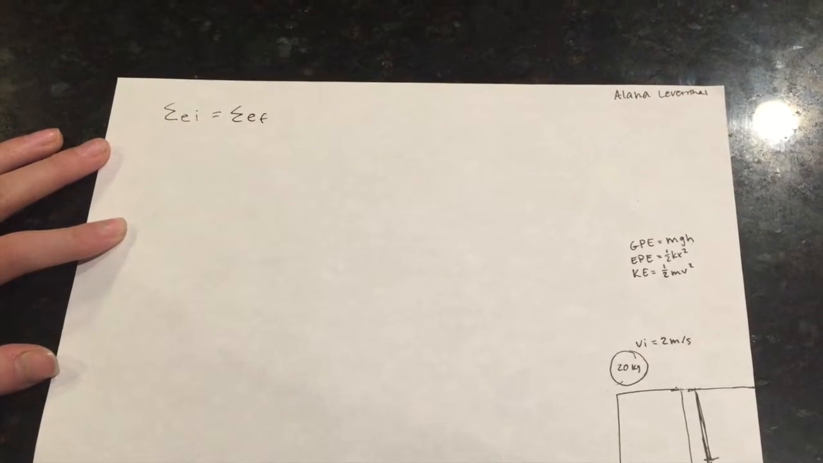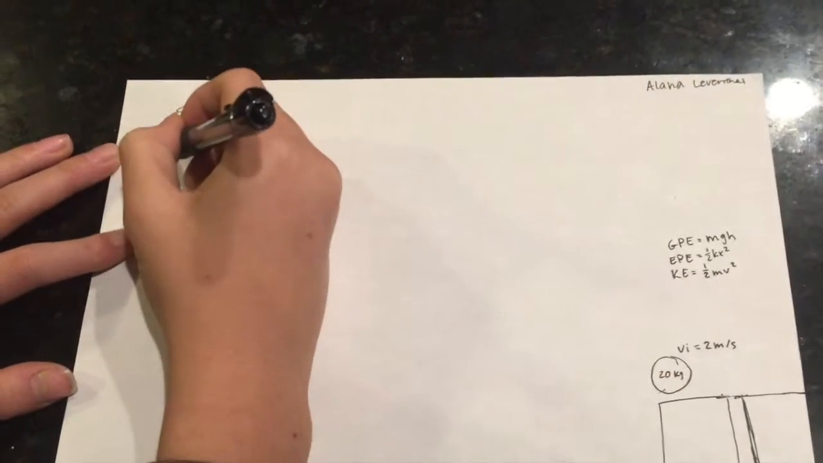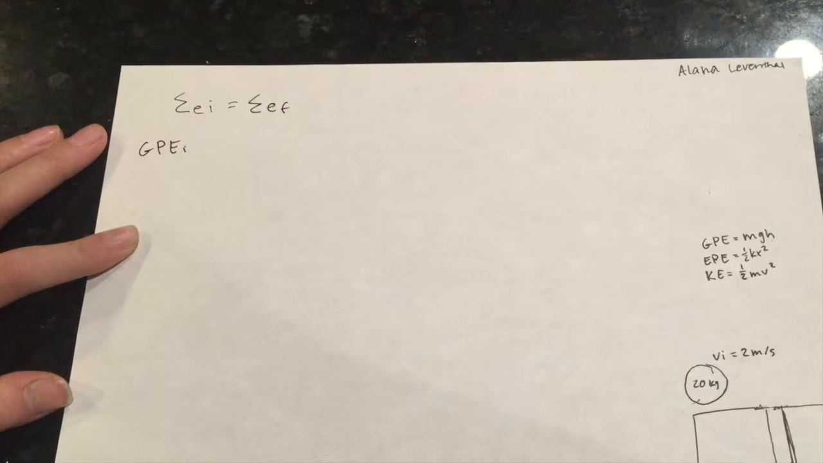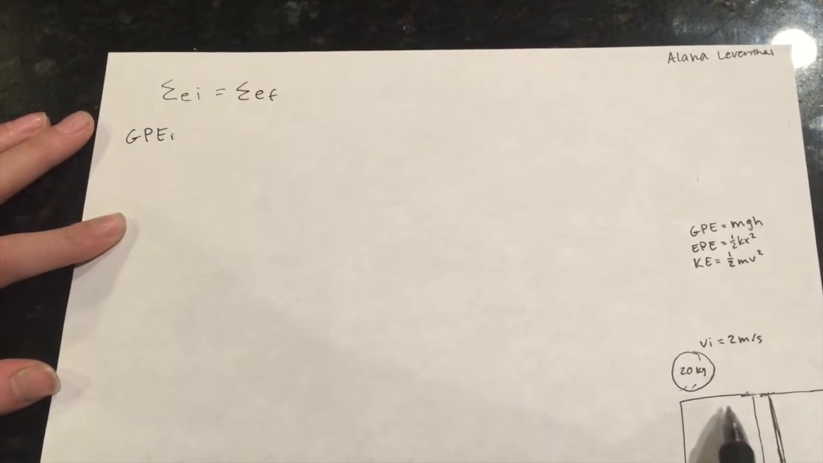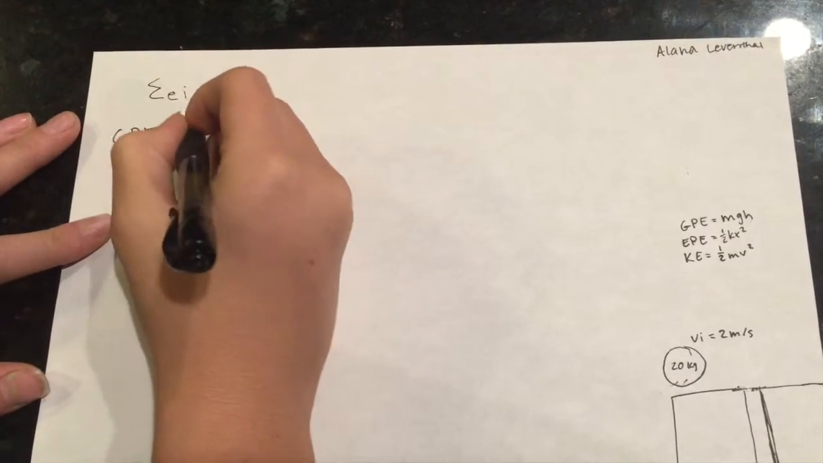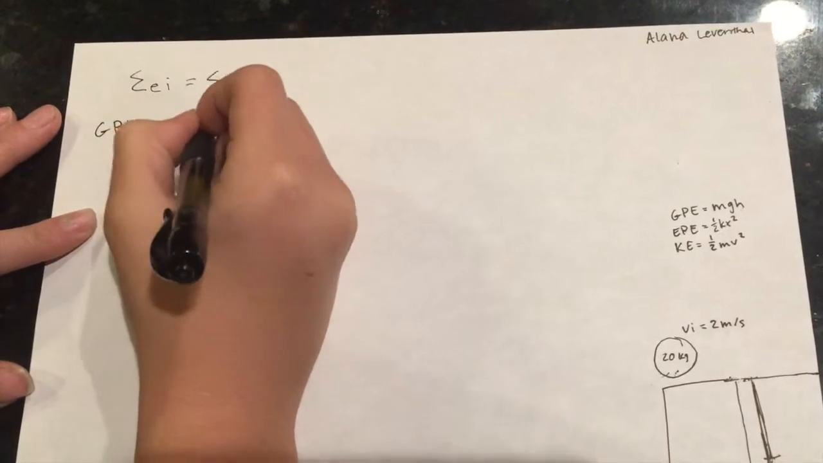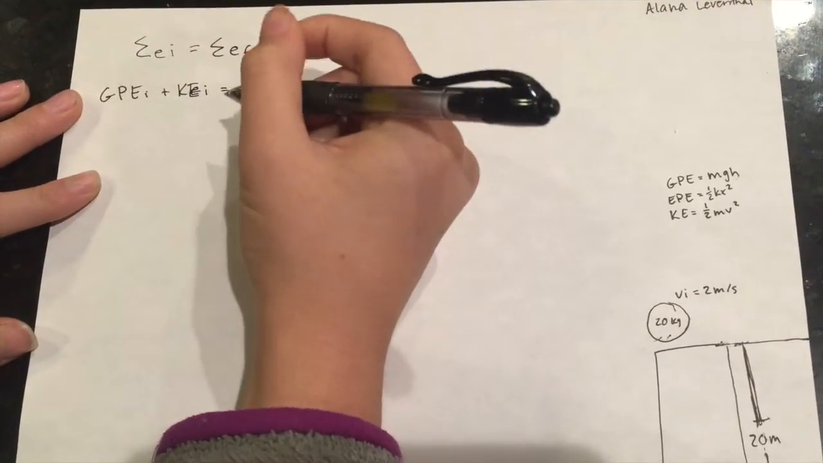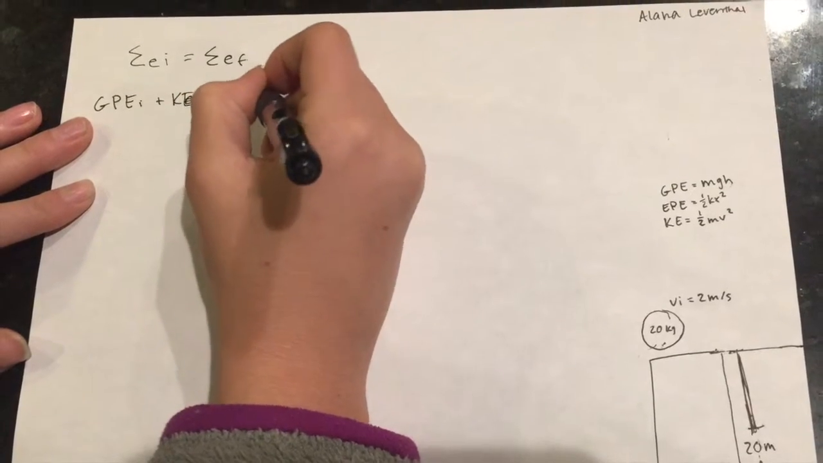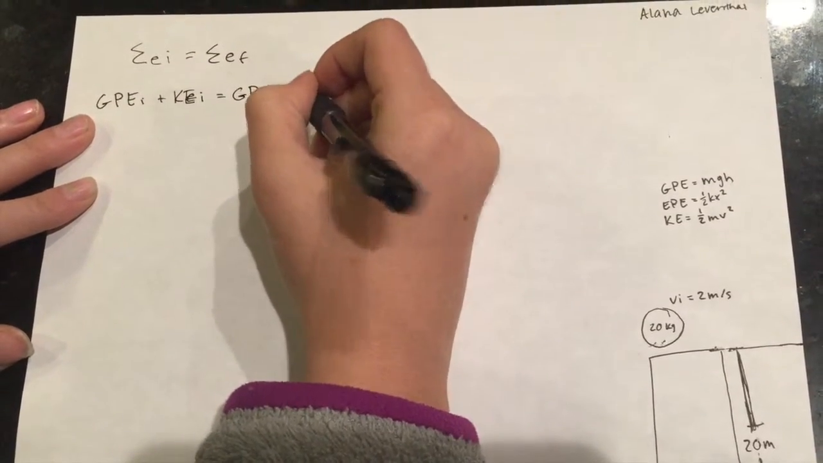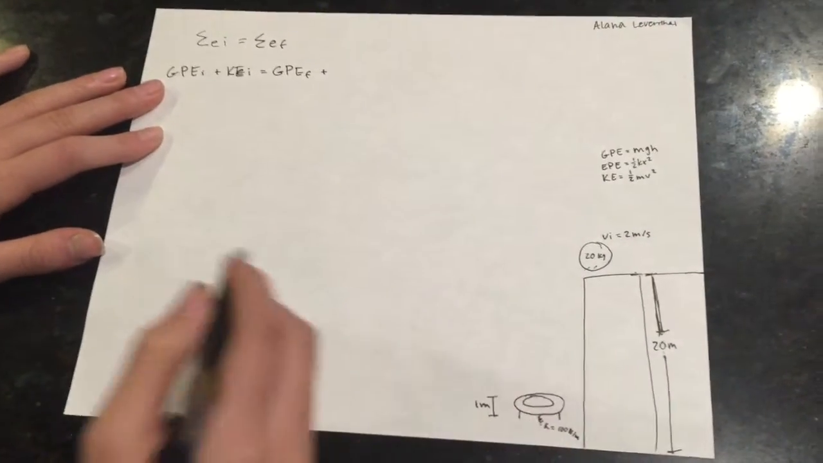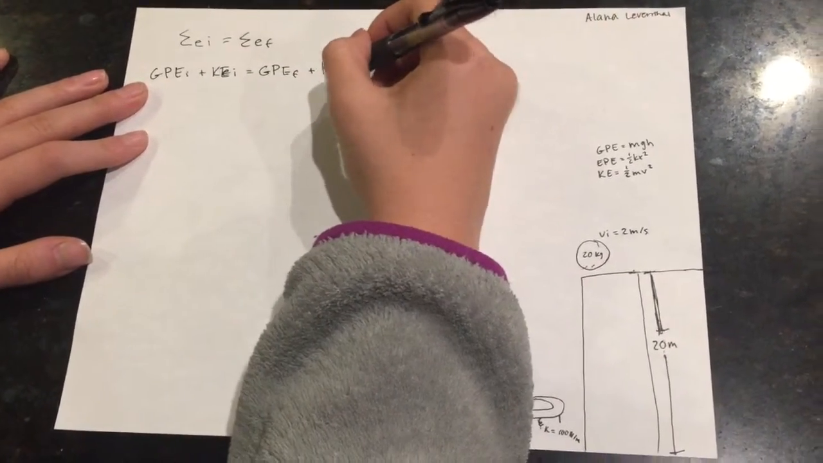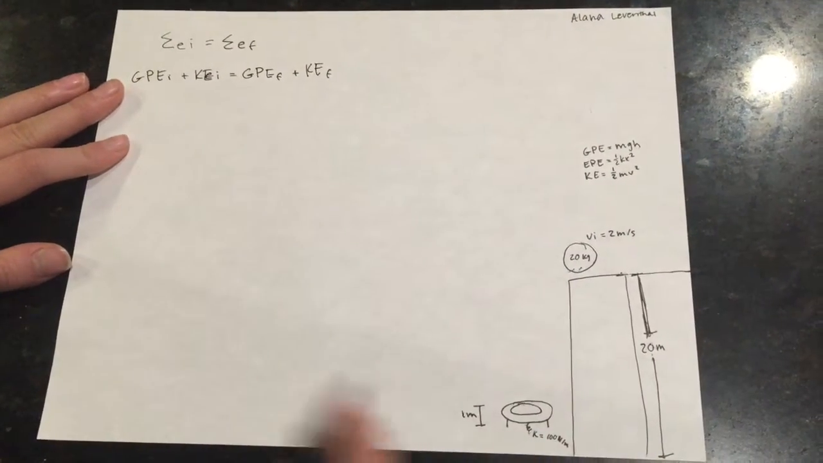So the total energy initial is going to be the gravitational potential energy initial, which is the potential energy of this ball at the top of this height, plus the kinetic energy initial of this ball, also at this height, will equal the gravitational potential energy final of the ball once it's down at the trampoline, plus the kinetic energy final of the ball once it hits, or before it hits the trampoline.